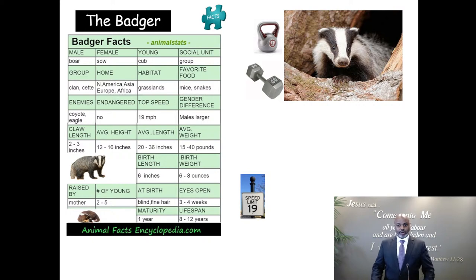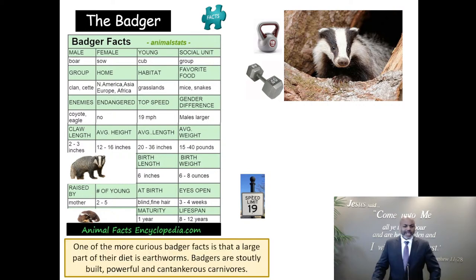It's a badger. Yeah, okay. One of the more curious badger facts is that a large part of their diet is earthworms. They eat a lot of worms. Badgers are stoutly built, short, wide, powerful, and cantankerous carnivores.